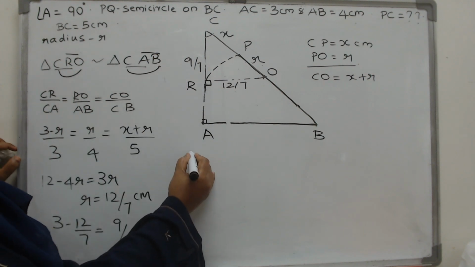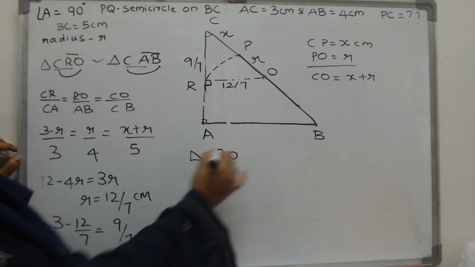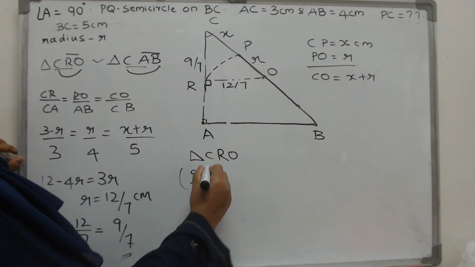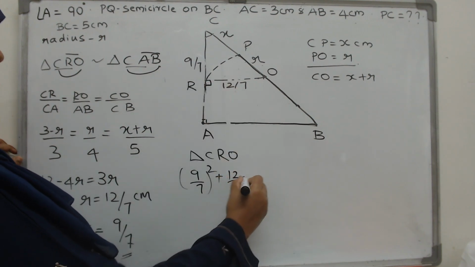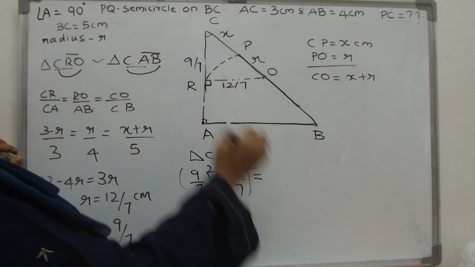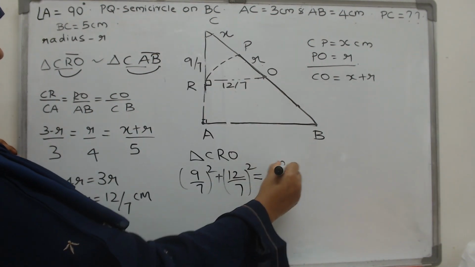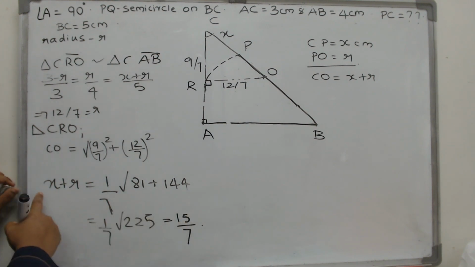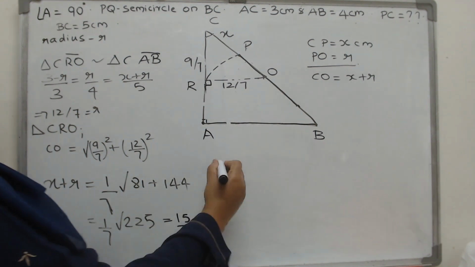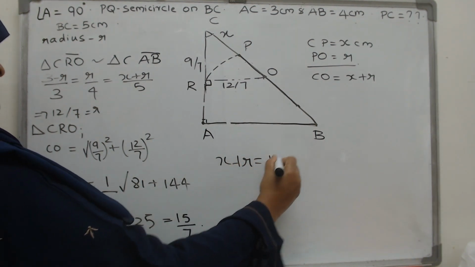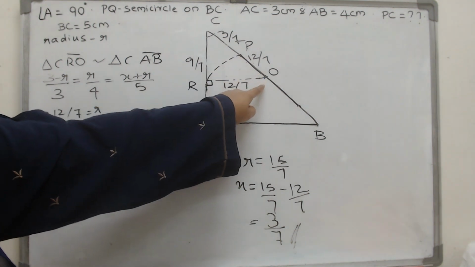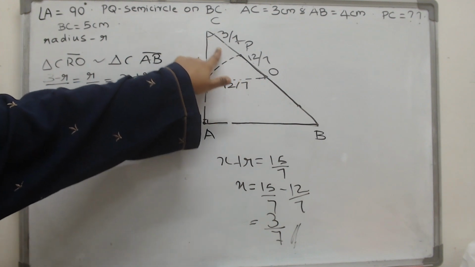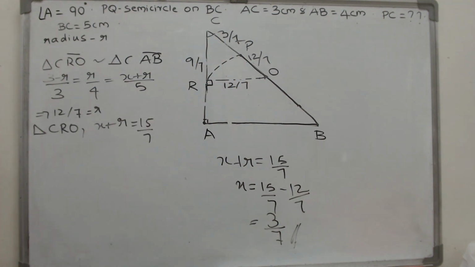Then what do you notice here? The triangle CRO is a right triangle. One of its sides is 9 by 7 and the other side is 12 by 7. And what you need to find is the hypotenuse. So then apply the Pythagoras theorem and what will we get? So that means the whole of CO is 15 by 7. We know that this much was the radius. So this segment whose measure we needed to find, it is 3 by 7.